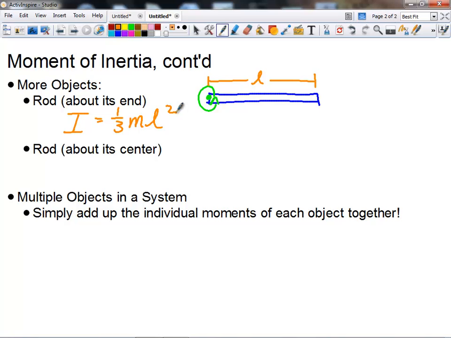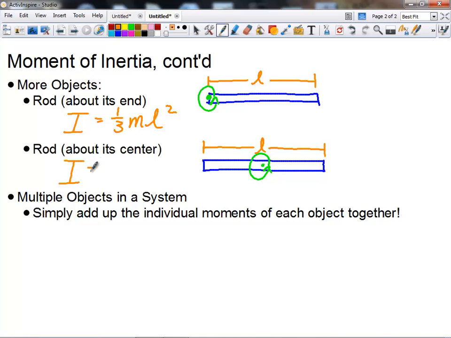If we change our axis of rotation for a rod about its center, and these views could both be either side views or top views, it doesn't really matter. It could be spinning vertically or horizontally. And now our axis of rotation is here. We're still going to use the entire length L of our rod, and our relationship this time will be that I equals 1/12 ml squared.